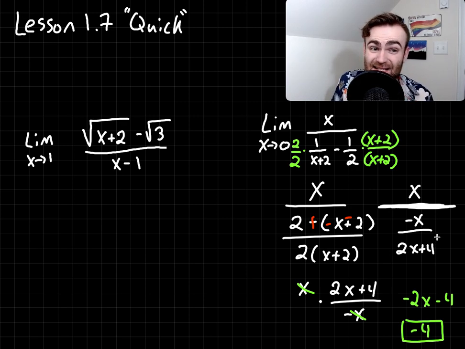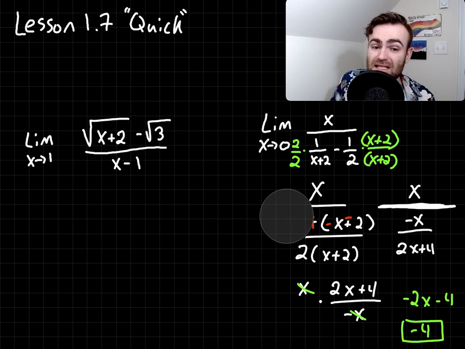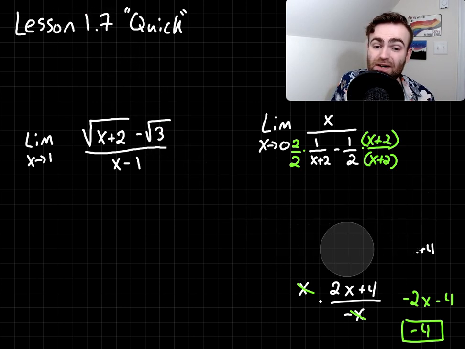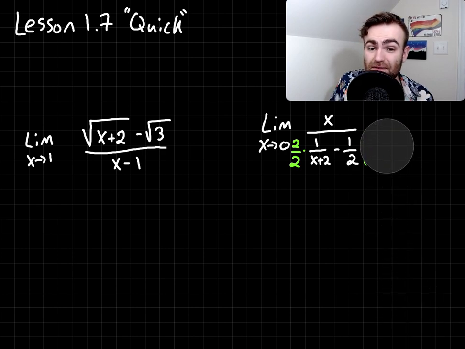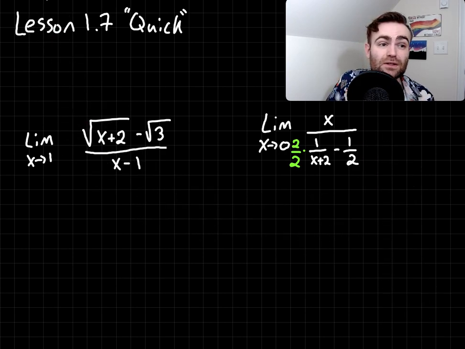That is lesson 1.7 done quick. These are complicated limits, especially if your algebra skills are not top-notch. So practice makes perfect. Keep practicing, don't stop, and don't get discouraged.